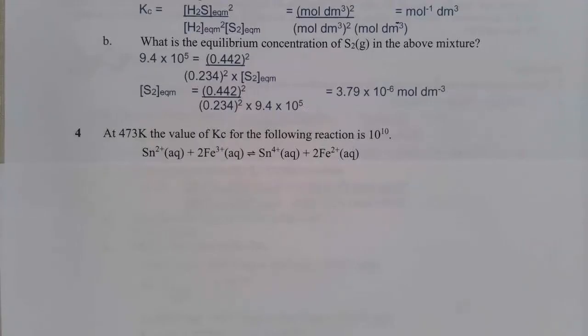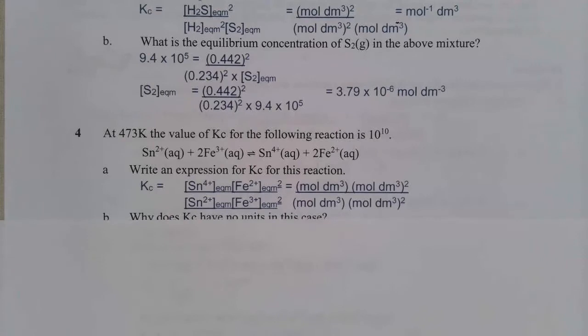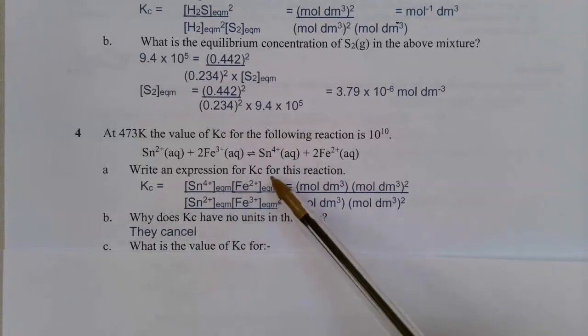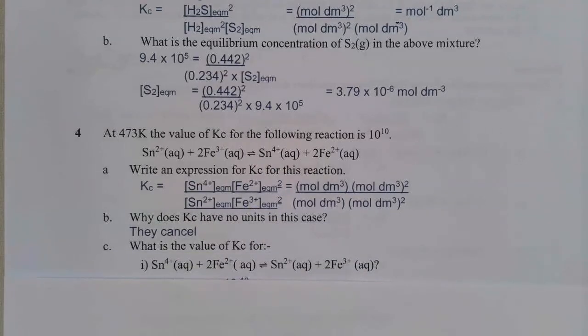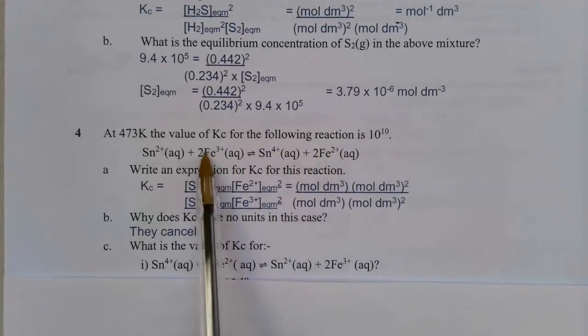And this last reaction is looking at a redox reaction between tin and iron. Again, we're going to write our Kc expression. In this case, the units cancel because you've got the same concentration terms on the top as on the bottom. So we're now asked what the value for Kc is for the reverse reaction.